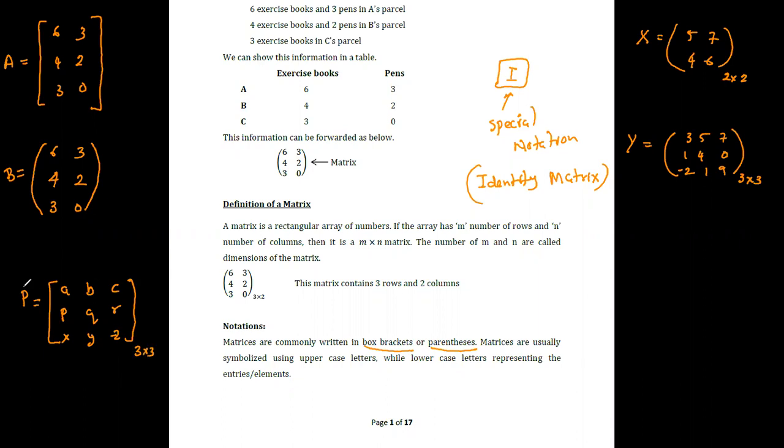Now you can see that here I have used the uppercase letter P to denote the matrix, and inside this matrix, we call these the elements or the entries of the matrix. Altogether, there are 9 elements, or 9 entries, in this matrix. Therefore, we can denote these entries or elements using lowercase English letters. This is how we use the notations in matrices.